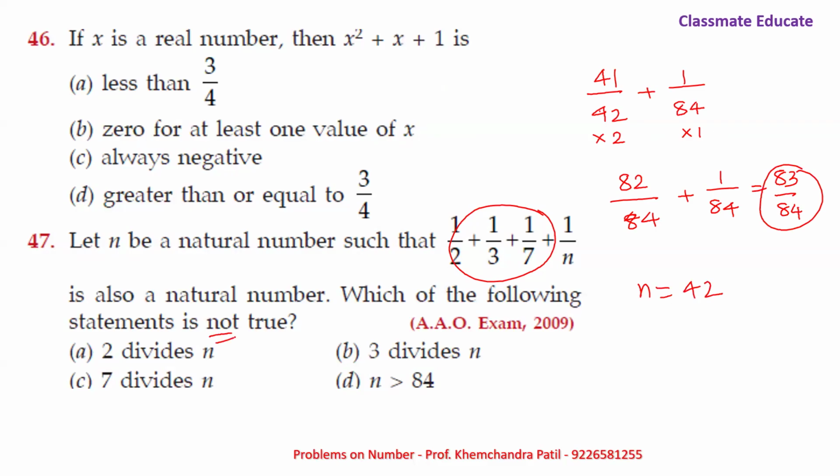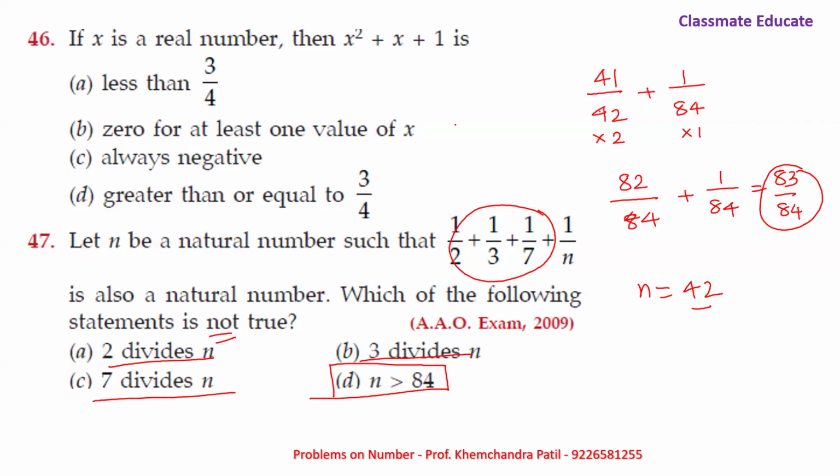So n का वैल्यू 42 ही होना चाहिए. हमें क्या पूछा है? Which is not true. 42 is divisible by 2. Yes, it is. 42 is divisible by 3. Yes, it is. 42 is divisible by 7. Yes, it is. So which is not true? n is greater than 84. ये true नहीं है. n should be 42 in that particular case. If you understood this question, say yes in a comment box.